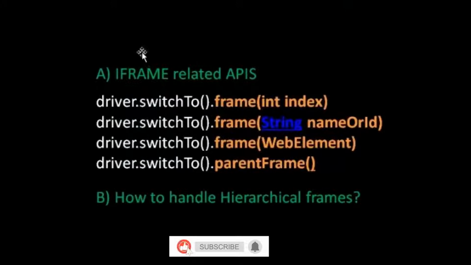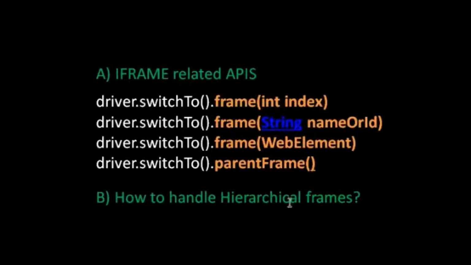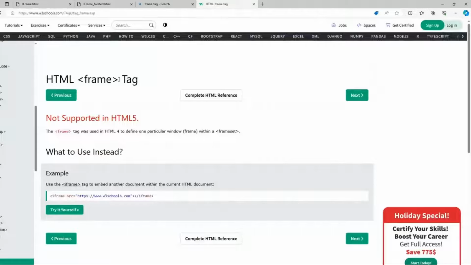In today's video, we will see what is IFrame tag and what are the APIs that are available in Selenium library to handle the IFrame related tags. Then we will see how to work with hierarchical iframes. If we take a look here at the definition of frames tag, it says that it is not supported in HTML5. And what to use instead? We need to make use of iframe tags.